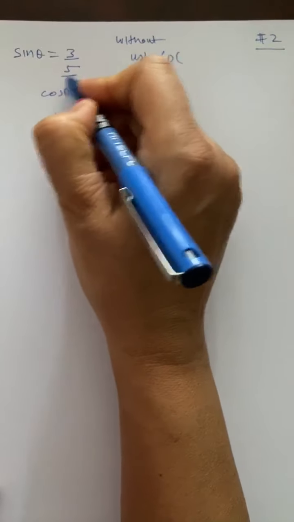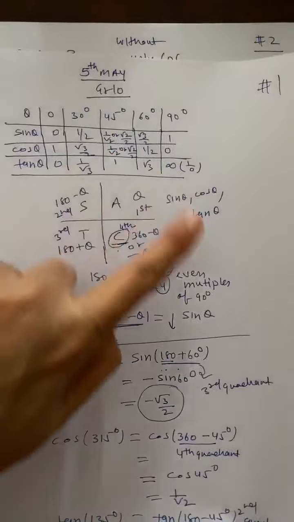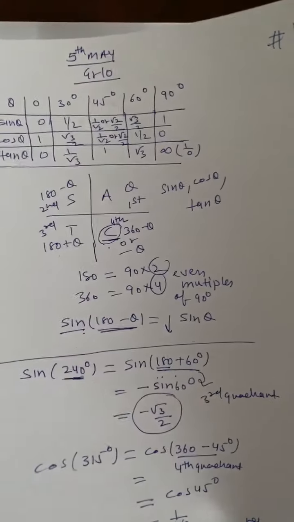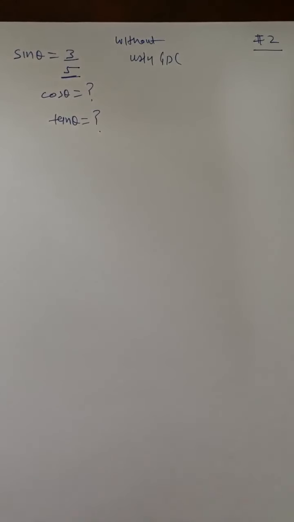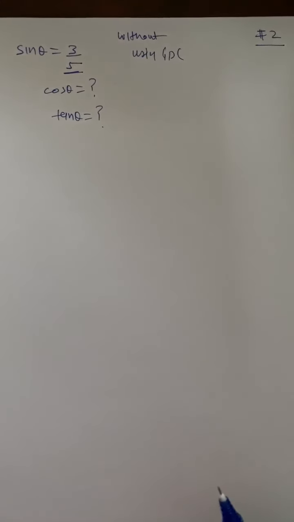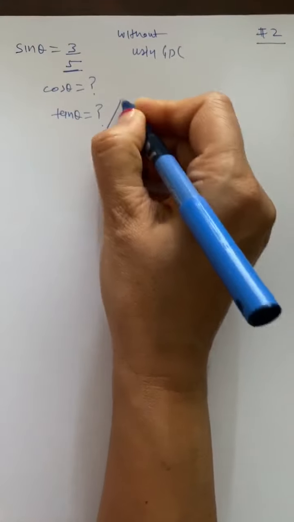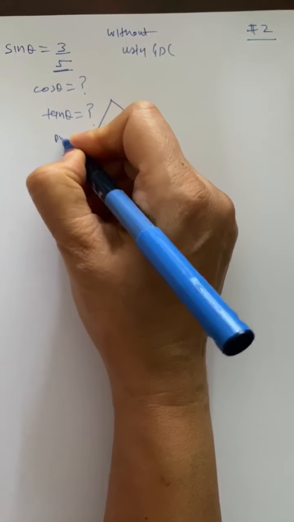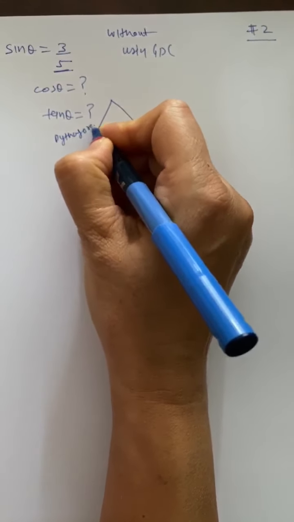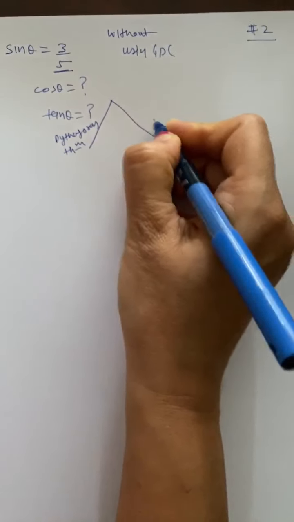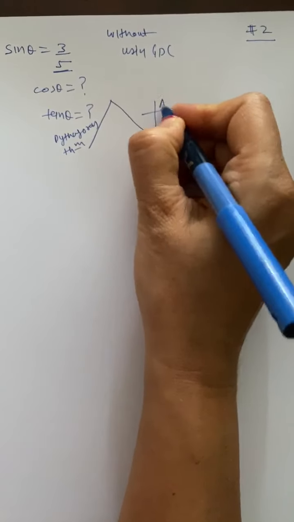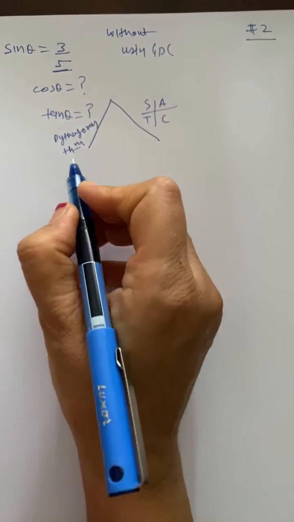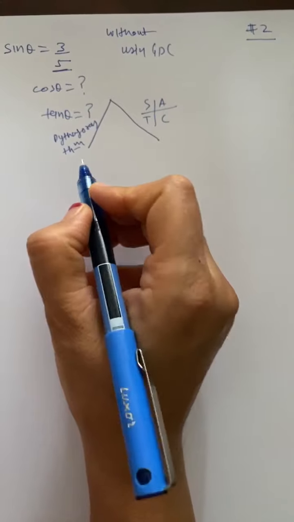If you look at this 3 over 5, it's not a value you can see in this table. You don't see any 3 over 5 here. So how do I solve these kinds of questions where they are not asking me to find theta, but they are asking me to find cos theta and tan theta? There are two ways to do this. One way is you can use Pythagoras Theorem, and the other one you can also do using the CAST diagram. I'm going to first show you how to use Pythagoras Theorem here.